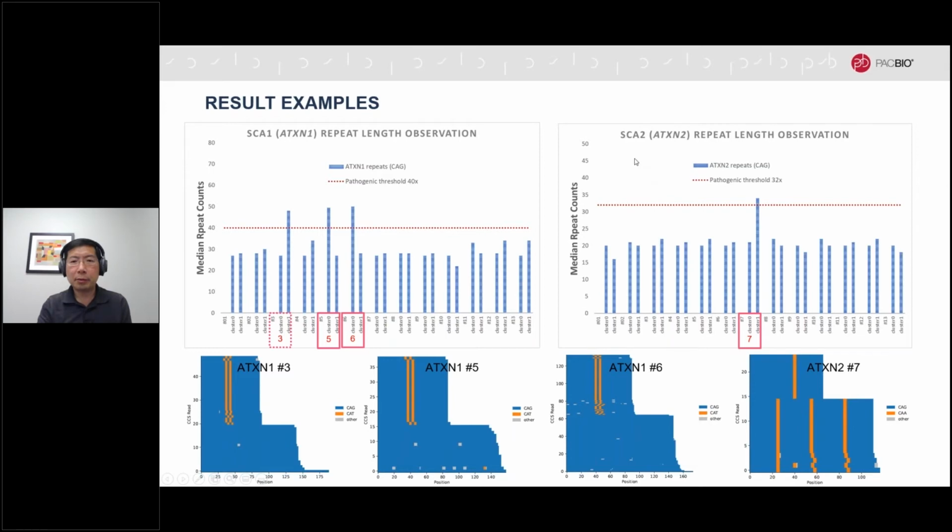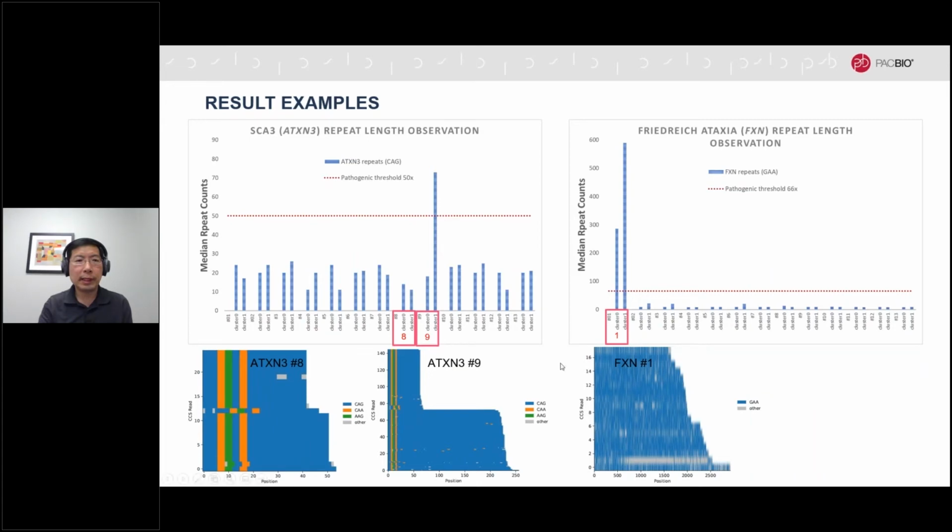For sequencing reads in the SCA2 related region, we see 1 sample, sample number 7, has repeat expansion above the pathogenic threshold. This agrees with the clinical diagnosis. And we also see that for the repeat expansion in this sample, the sequencing data has 3 CAA repeat sequence interruptions.